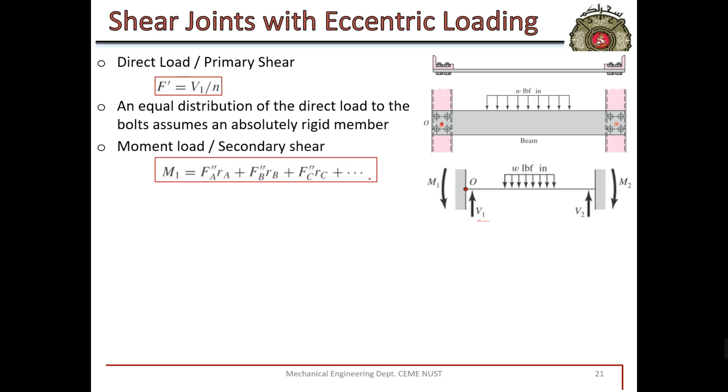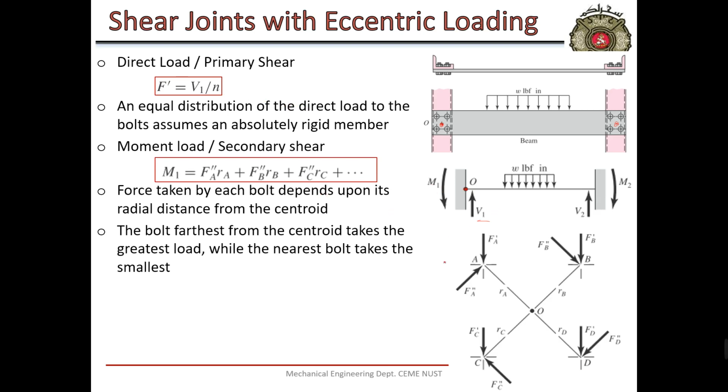For secondary shear, we have an equation. If, let's say, there is a moment M1 resisted by this bolt system, 4 bolts and a centroid at O. If moment M1 is resisted by this system, a portion of the moment will be resisted by the bolt at A, a portion by the bolt at B, and similarly bolts at C and D. So the total sum of moment will be the moment resisted by A, plus the moment resisted by B, plus all the moments resisted by all the bolts in the system.